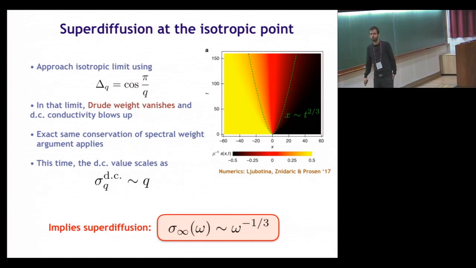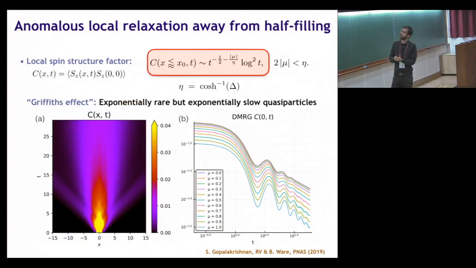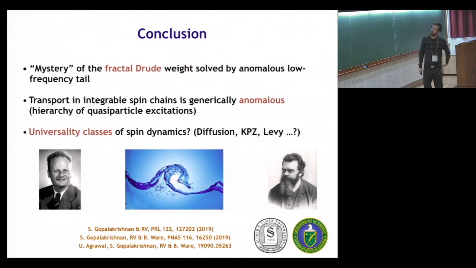So the spectral weight argument basically gives you all those anomalous exponents almost for free. Not entirely true. I mean, I'm relying on the fact that we know at least the DC values. All right, and so with this, I'm just going to wrap up. The main conclusion is that it's like a mystery of the fractal Drude weight, in the sense that many people were unhappy with this.